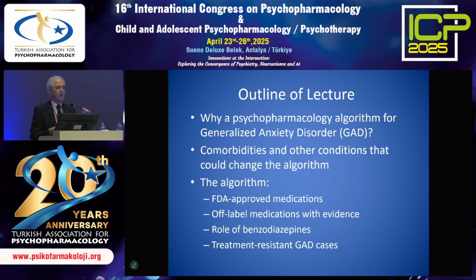So here's an outline of what I'm going to cover in the talk today. First of all, why do we want a psychopharmacology algorithm for generalized anxiety disorder? Then we're going to talk about diagnosis, and it starts with diagnosis of the main disorder, but also comorbidities and other conditions that might change the basic algorithm. And then we'll talk about the main algorithm itself. We'll review FDA-approved medications in the United States for GAD, and also there are some off-label meds that have evidence we'll be discussing. We'll put some particular emphasis on the role of benzodiazepines, and then we'll get into more treatment-resistant cases toward the end.